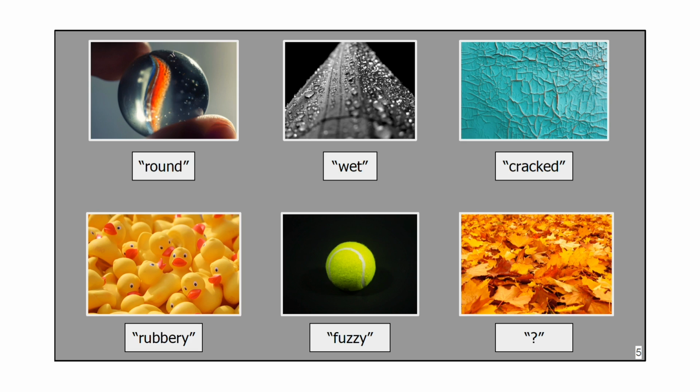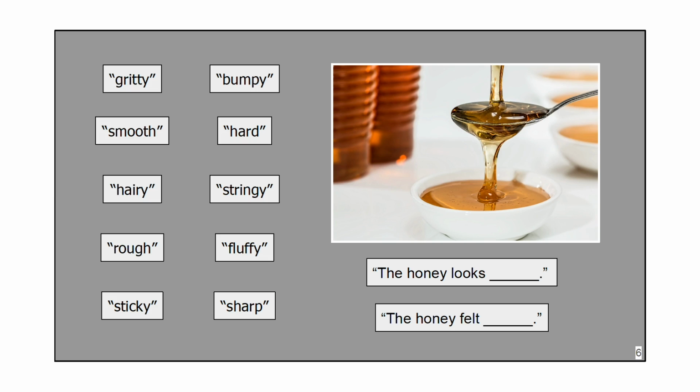Let's look at the photo of the leaves on the bottom right. What do you expect these leaves to feel like? If you were to put a leaf in your hand and then close your hand into a fist, what would the leaf feel like? That expectation is your memory at work. Look at this photo of honey being poured. If you were to stick a finger into the bowl of honey, what do you expect the honey would feel like?